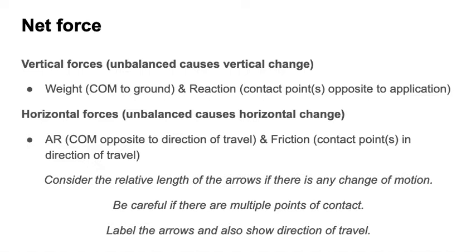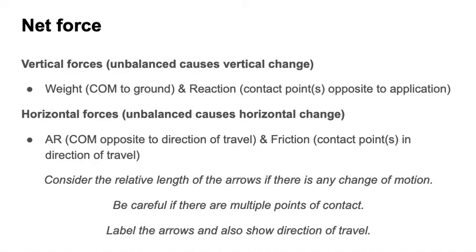Because there are 2 points of contact, it's important that the size of the arrow from both hands, when we add them together, equals that of the weight arrow. There's examples of that in the book, so have a look at that. With the horizontal forces, again, when we're looking at diagrams, try to label in which direction the movement is travelling.